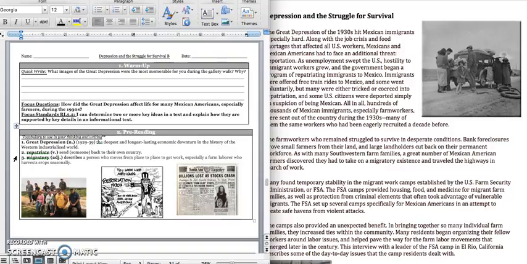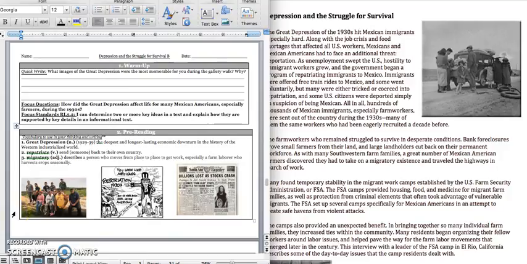The second word is repatriate, and that's when you send someone back to their home country. Another word for that would be deport. And so this is an example of some of the repatriation that took place in the 1930s.